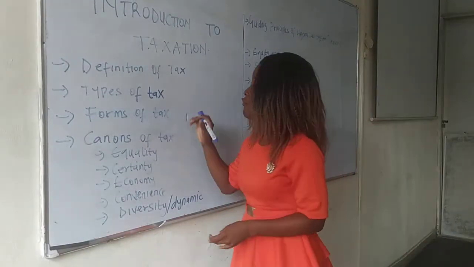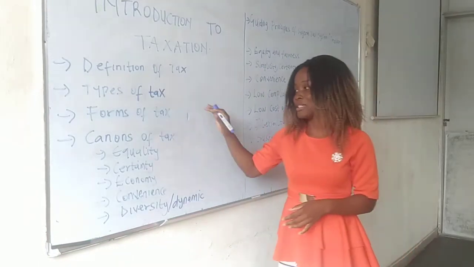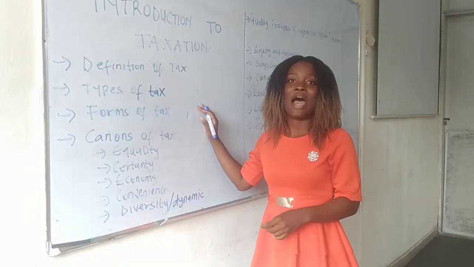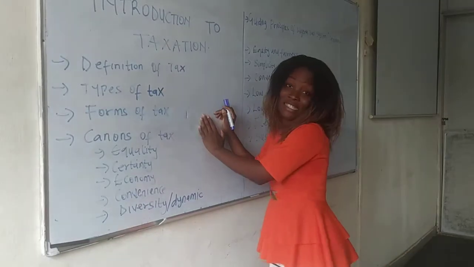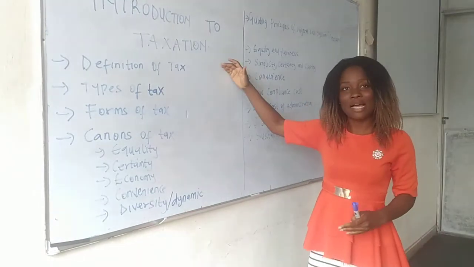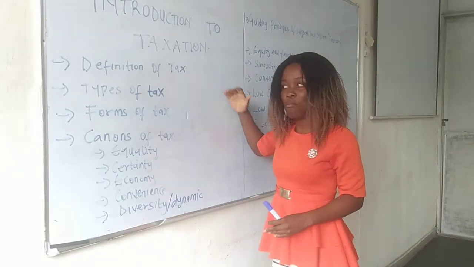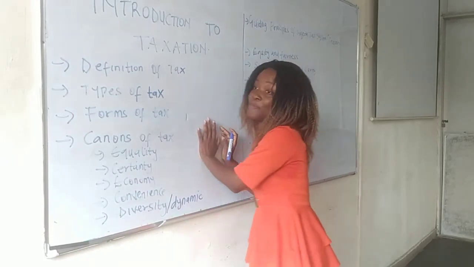Then, so we have forms of taxation. Basically, we have three. We have progressive tax, we have regressive, and we have what? Proportional. Now, progressive tax, just as its name states, it means it progresses. It means your rate of tax progresses as you earn more. Now, a perfect example of progressive tax is what? It is the personal income tax.